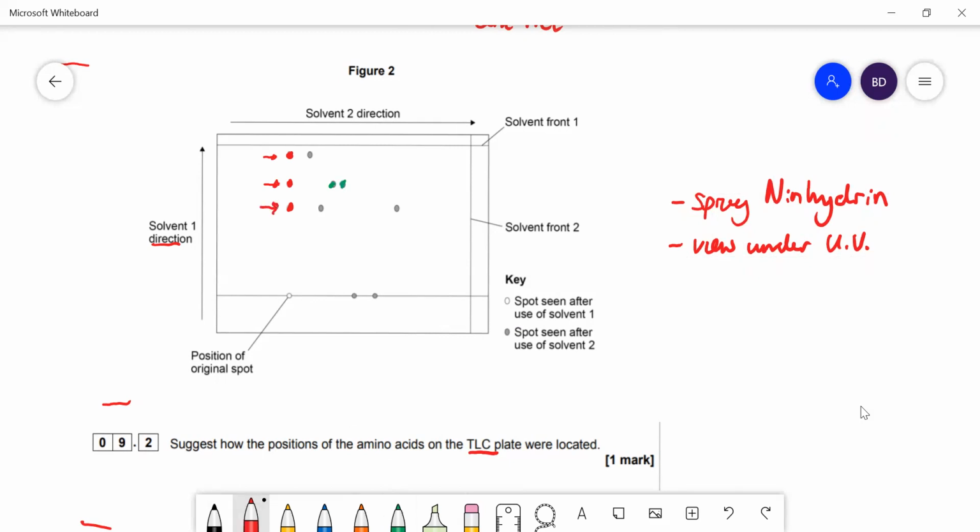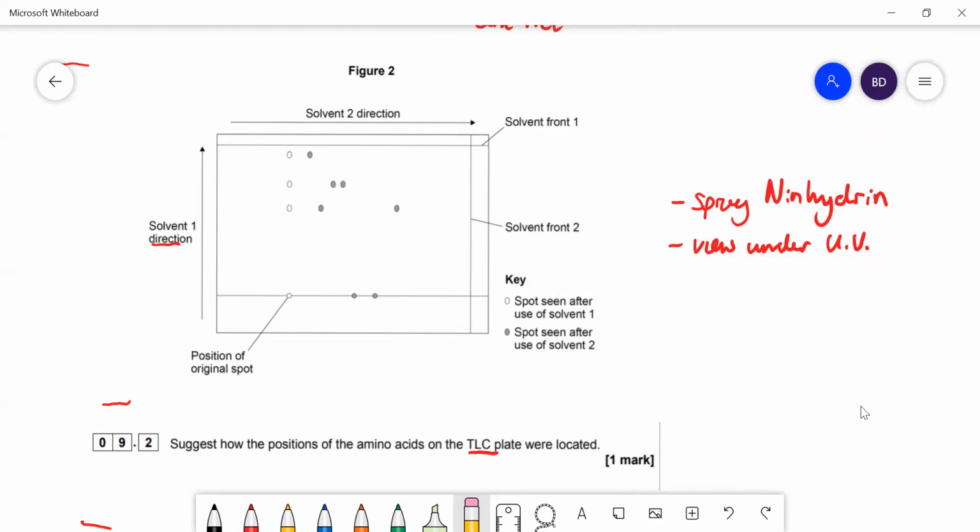That one gives you 2 separate spots. And there is also one amino acid which doesn't move in solvent 1 at all, but it does move in solvent 2 to give you those 2 spots there. So let's just add up all the spots we've got.